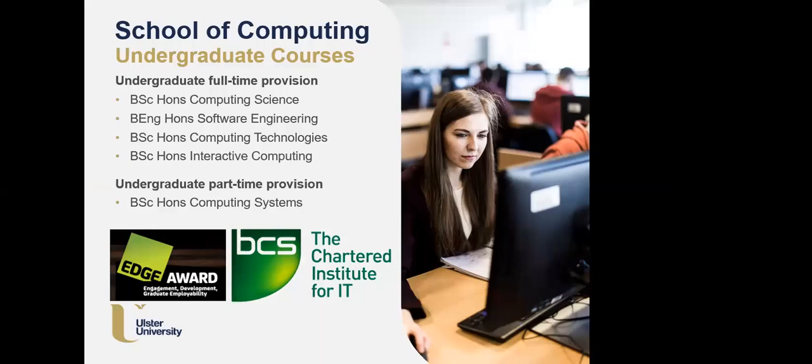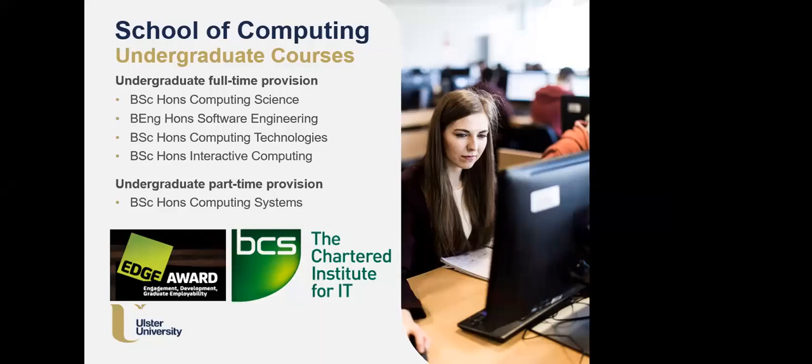So we've 4 full-time undergraduate courses, and we have 1 part-time course which runs on Mondays, 1 day a week. So if it was your preference to study 1 day a week and then to work for 4 days a week, and there are a number of companies within Northern Ireland which support this, and I can talk about that at the end of the presentation. If that suits your preferences better, then that could be an interesting option for you to consider.